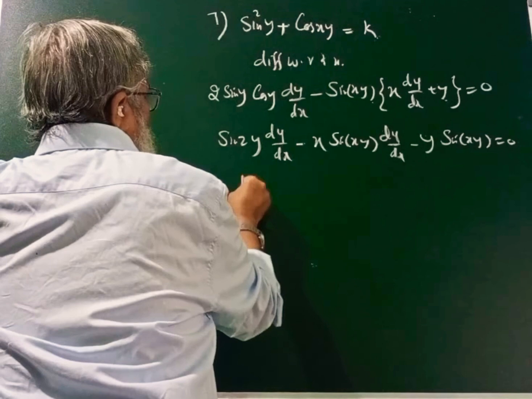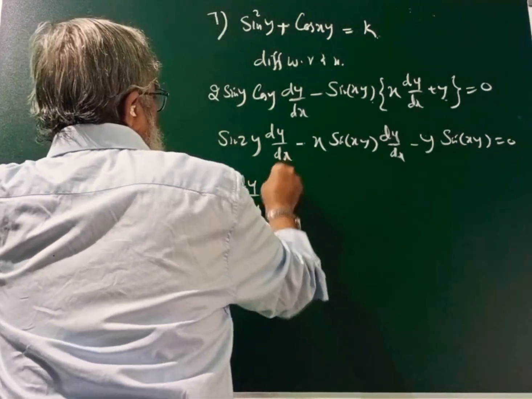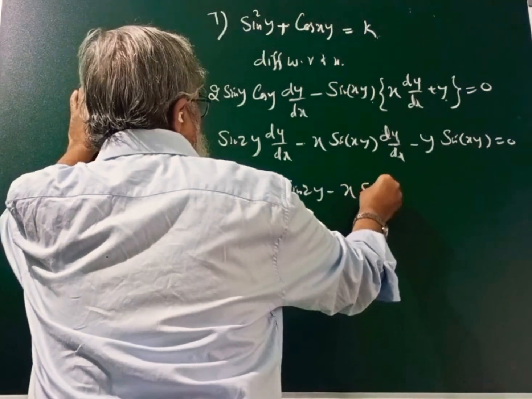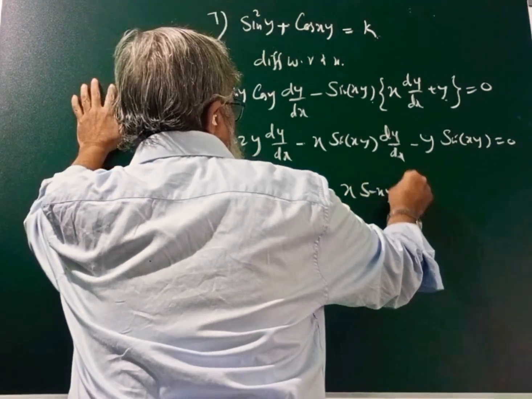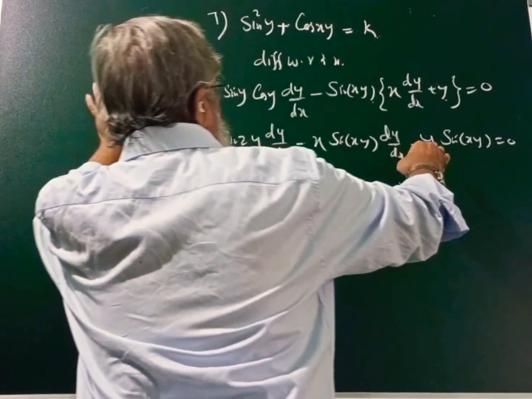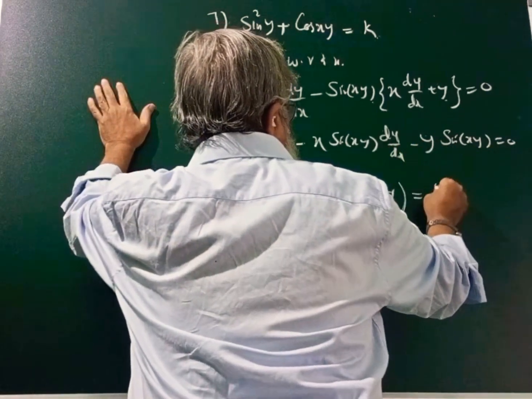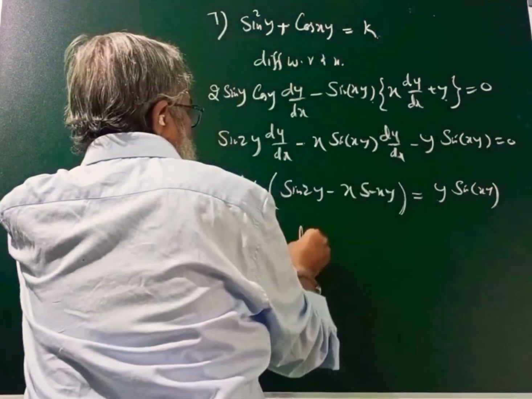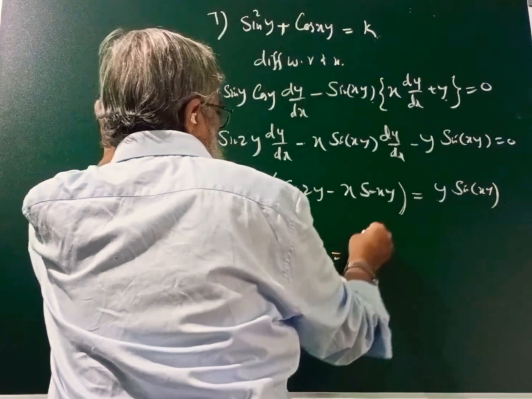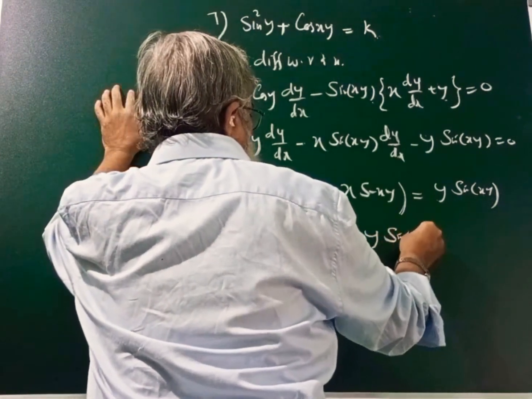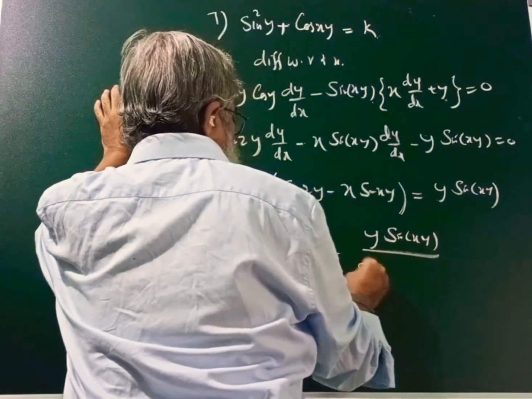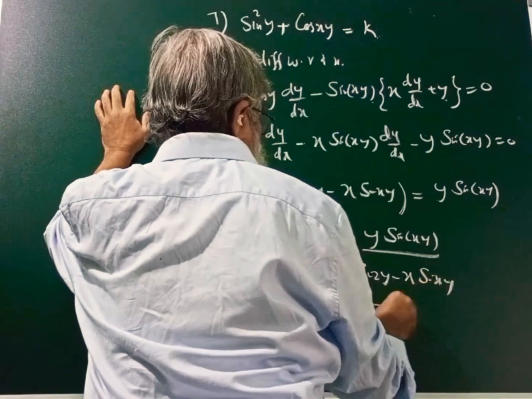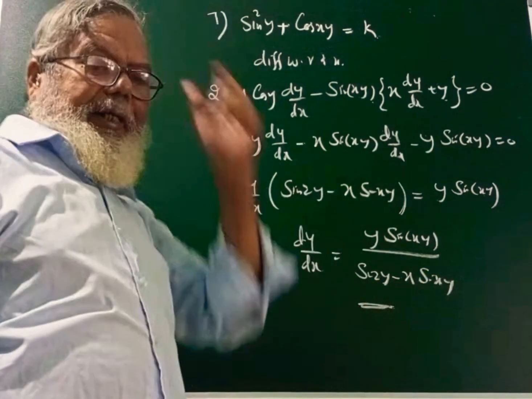We take dy by dx common. It is (sin 2y minus x sin of xy) times dy by dx, is equal to, taking to that side, y into sin of xy. Therefore, dy by dx is equal to y sin of xy divided by (sin 2y minus x sin xy). That is the required value of dy by dx.